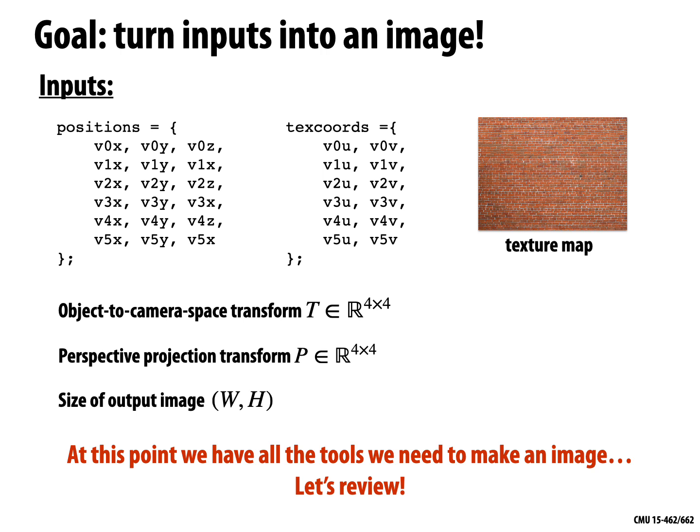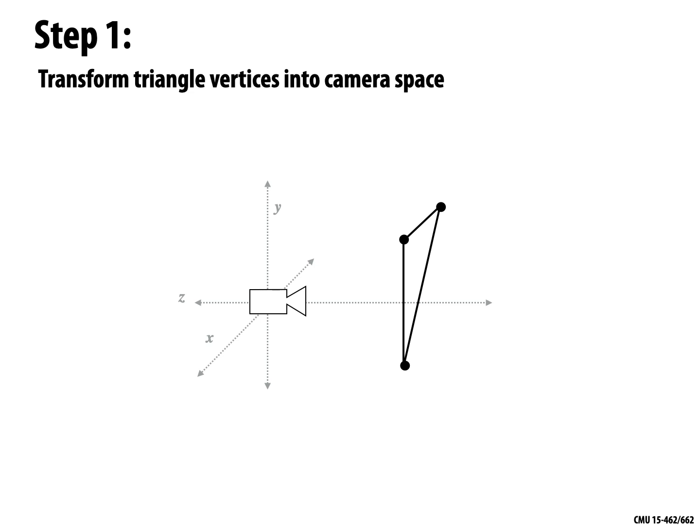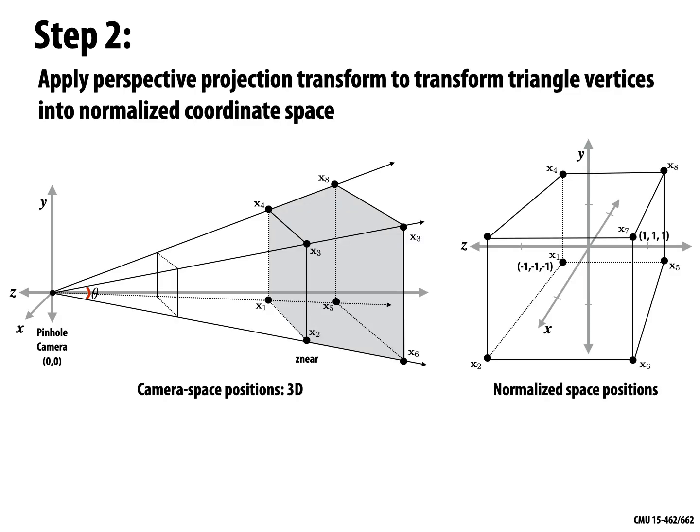What are we going to do? Well, the first thing to remember is we're just going to send one triangle at a time down the pipeline. So at any moment, our rasterization pipeline knows about 3 positions, x, y, z, and 2 texture coordinates, u, v, and the camera and perspective transform. What do we do first to each triangle? We transform the triangles into camera space by applying the inverse of the camera transform. Then we apply our perspective projection to transform these 3D vertices into our normalized coordinate space, this cube. So we take our view frustum and turn it into this cube.